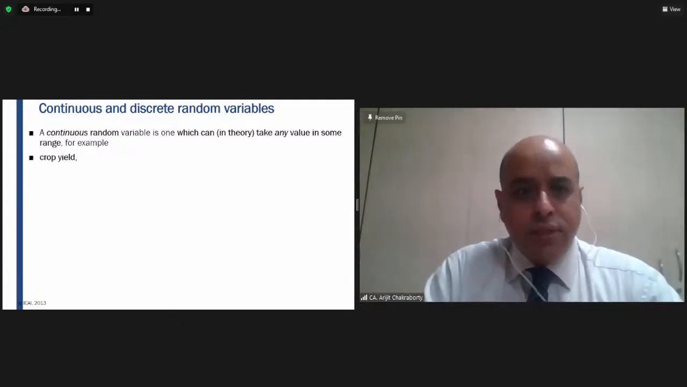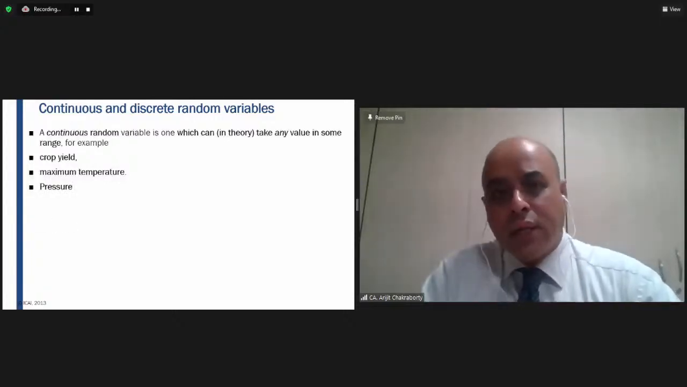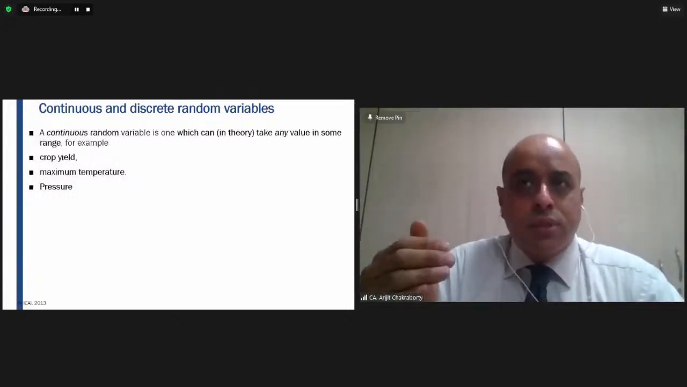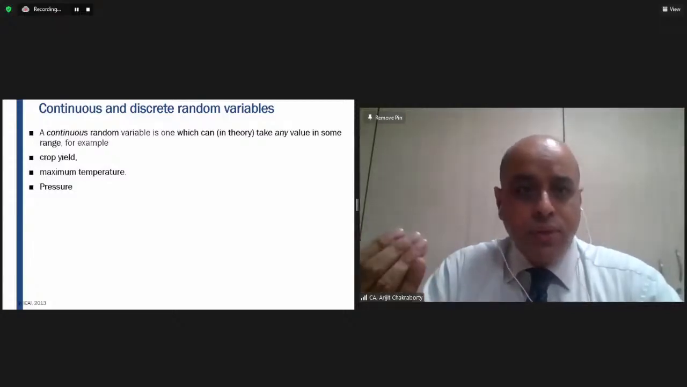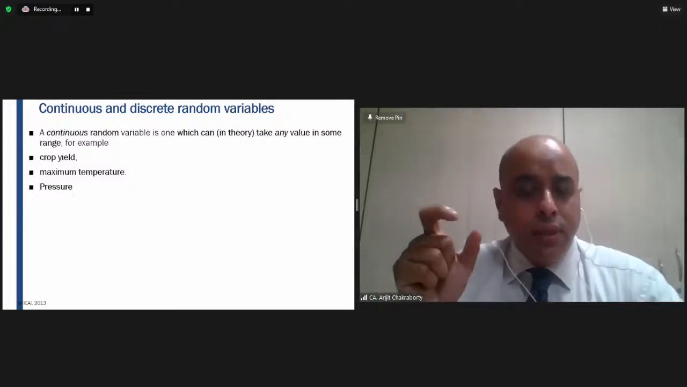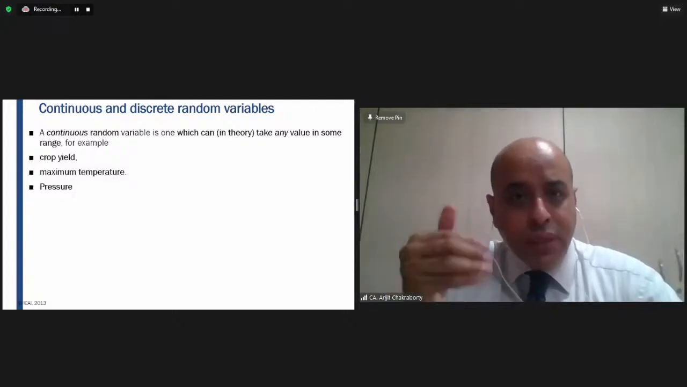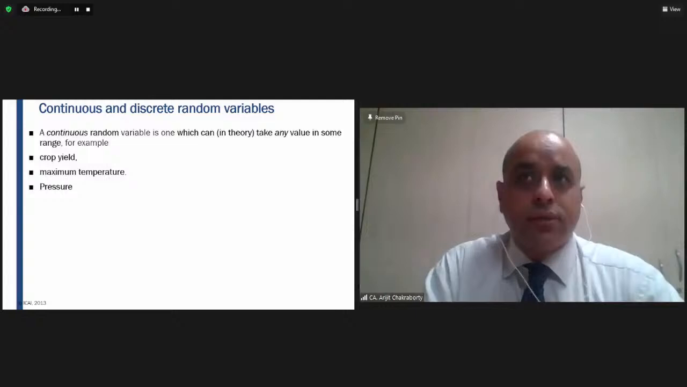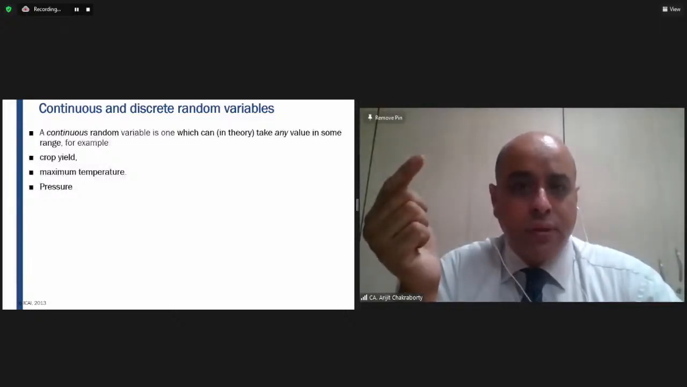So let us take a very common example, crop yield. Or again, I will take maximum temperature, pressure. Now the atmospheric pressure can take any value, including fractional values. Temperature can take even fractional values. It can become negative also. So we can easily understand that these measurements like temperature, pressure, crop yield, etc., can take any value within a defined range.